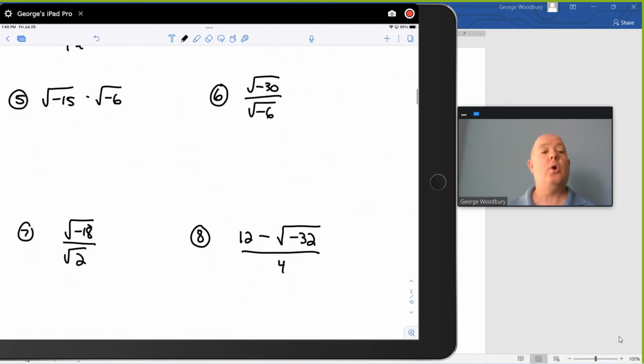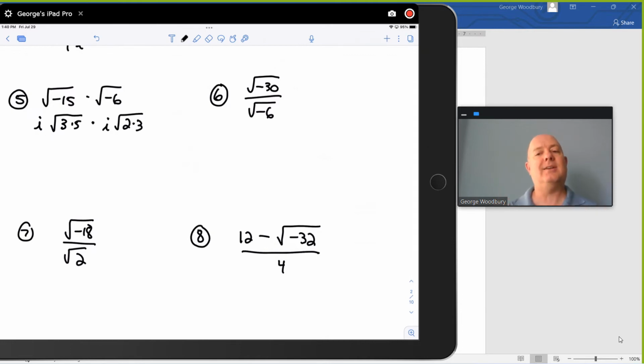In the next example, we're going to multiply two radicals, and we need to simplify the i part first before we do any multiplication. So I'm going to do two things at the same time. I'm going to pull the i out of each radical, and at the same time, I'm going to break down both numbers inside into their prime factorization. So square root of -15 is i times the square root of 3 times 5. Square root of -6 is i times the square root of 2 times 3. And now I can multiply these radicals together.